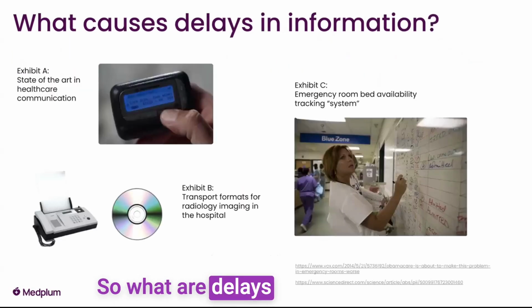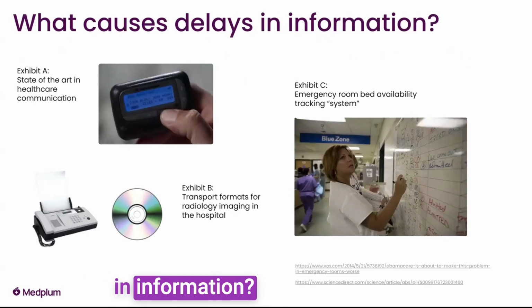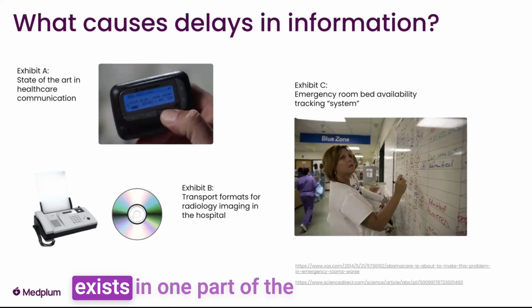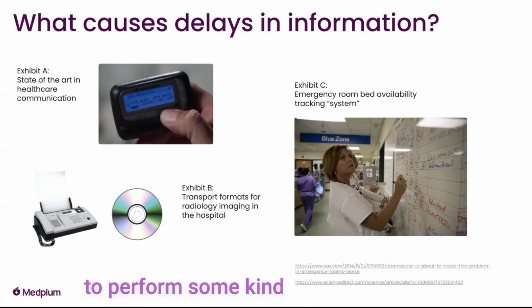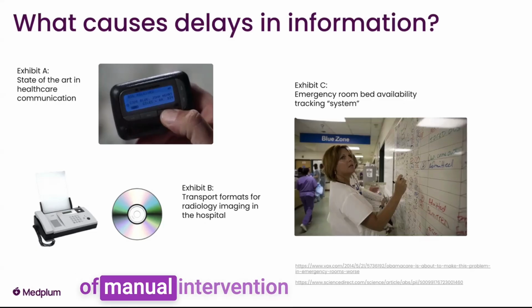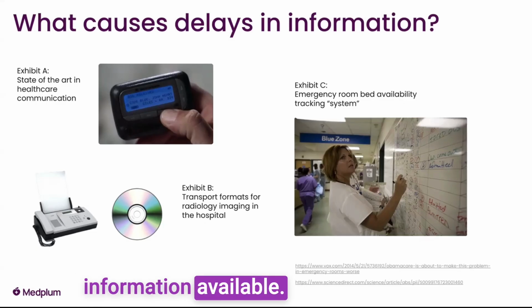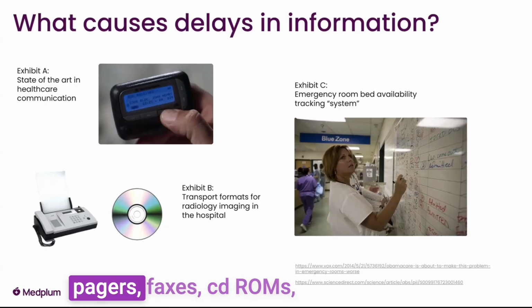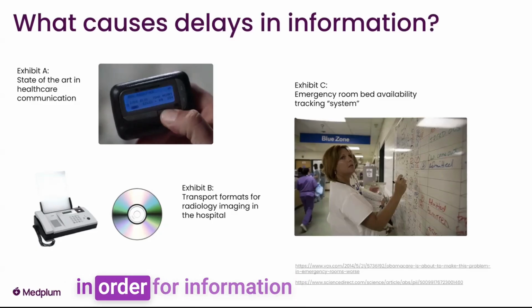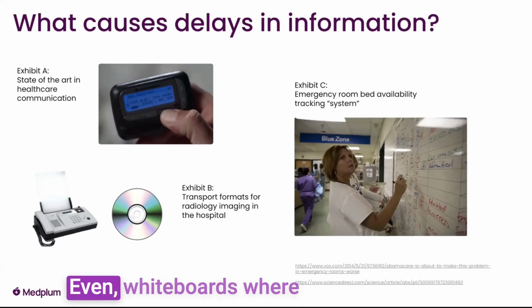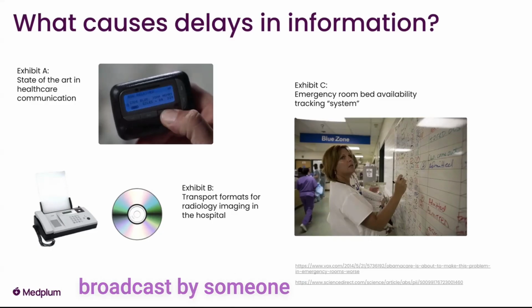So what are delays in information and what causes delays in information? Delays in information are really any time in which information exists in one part of the healthcare ecosystem and is not easily accessible in another part of the ecosystem, often requiring someone to perform some kind of manual intervention in order to make that information available. For example, here on screen, you can see pagers, faxes, CD-ROMs, where someone has to manually type something in order for information to be delivered. Even whiteboards where information has to be broadcast by someone manually writing something on a board or erasing it from the board.